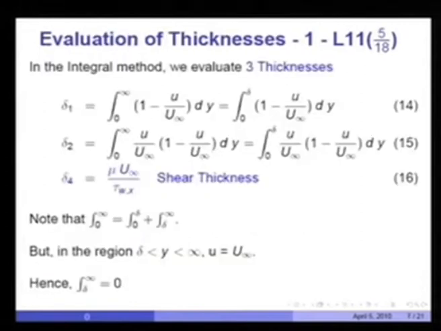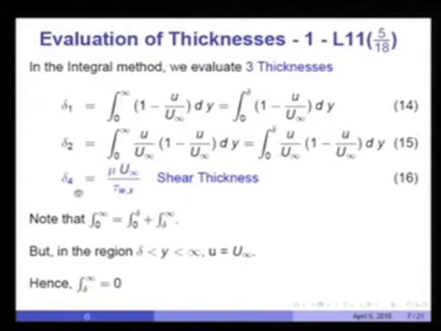In the integral method, we evaluate 3 thicknesses. The first one is very well known to you, delta 1, where the integration limit from 0 to infinity is replaced by 0 to delta, simply because from delta to infinity u will remain equal to u infinity, and therefore both these integrals will be 0 between delta and infinity, and therefore the limit infinity can be replaced by delta in both of them.